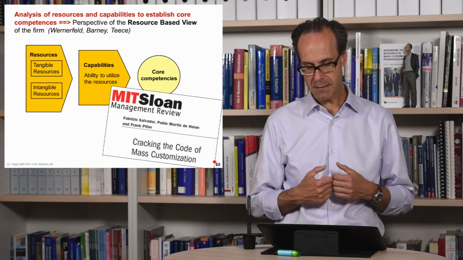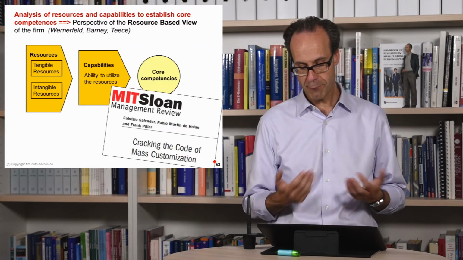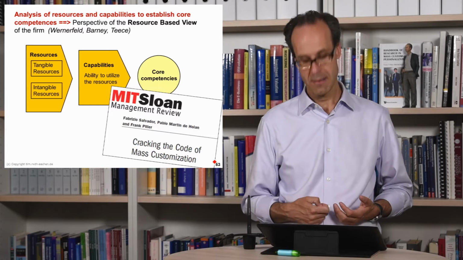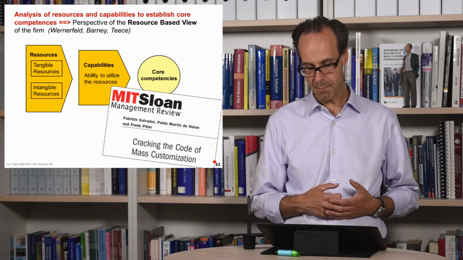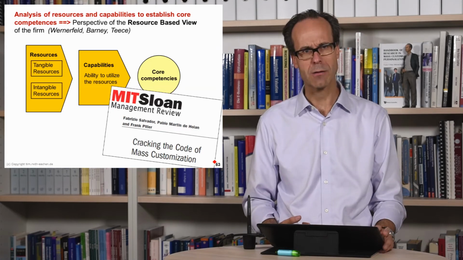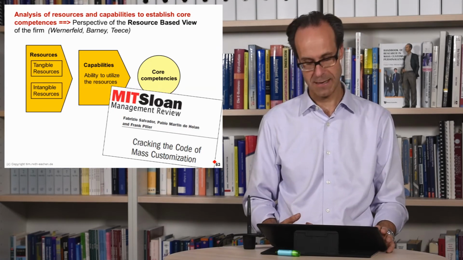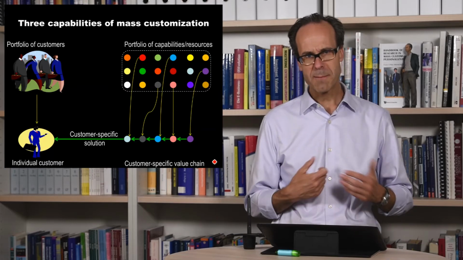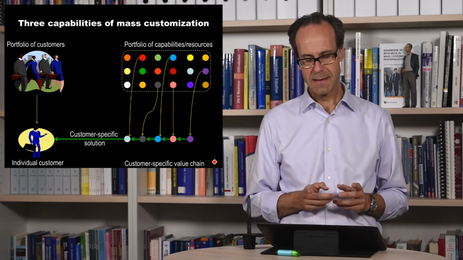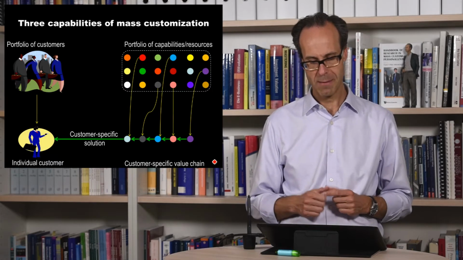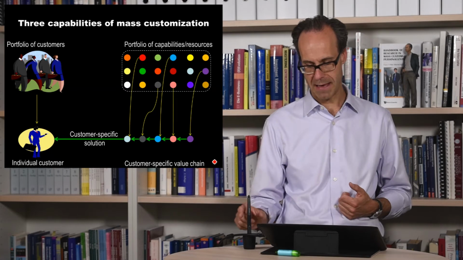And in a paper in MIT Sloan Management Review with Fabrizio and Pablo Martí de Holland, another scholar, we explored these capabilities and we call it cracking the code of mass customization. So what's the code of mass customization? Well, this slide, inspired by Joseph Pine, is perhaps one of the most important in this entire video module. What does it mean to mass customize?